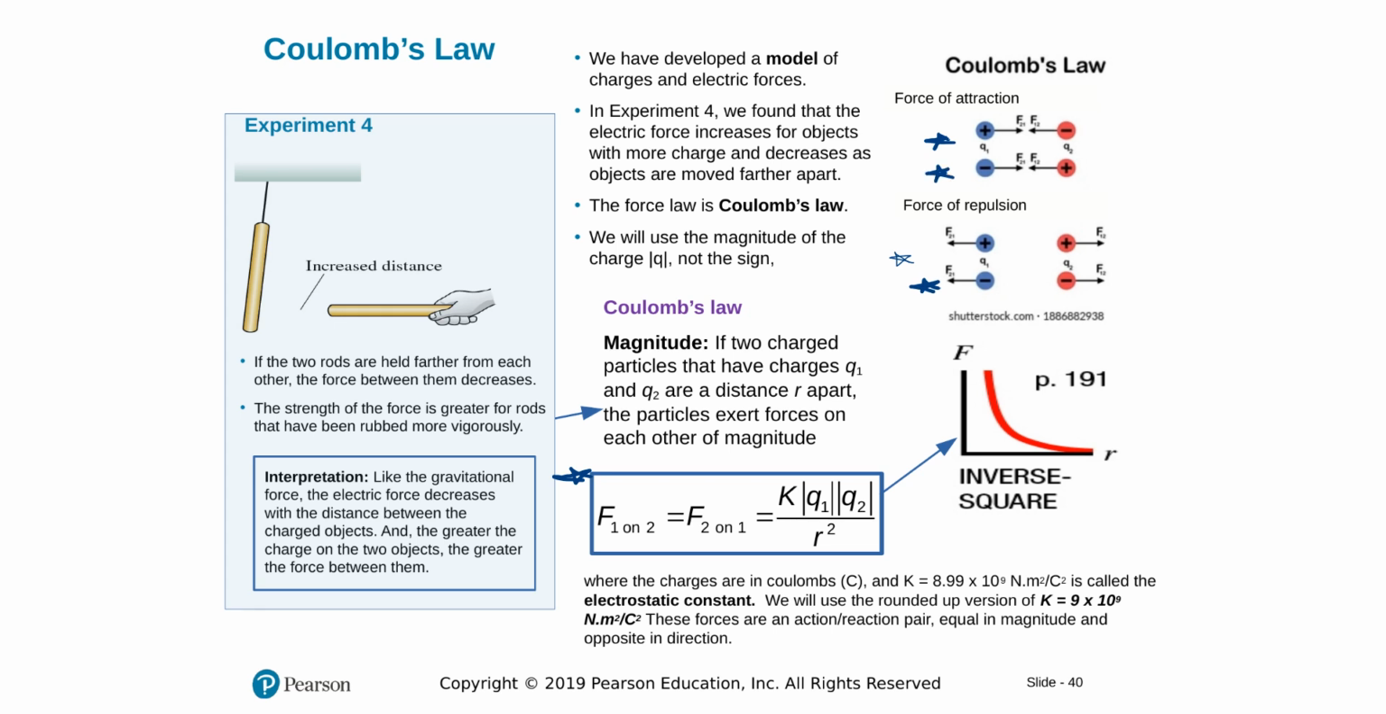And the equation is a constant K, what we call the electrostatic constant or Coulomb constant. K is 9 times 10 to the 9 newton meters squared over coulomb squared, times the absolute value of the charges, divided by the distance squared.